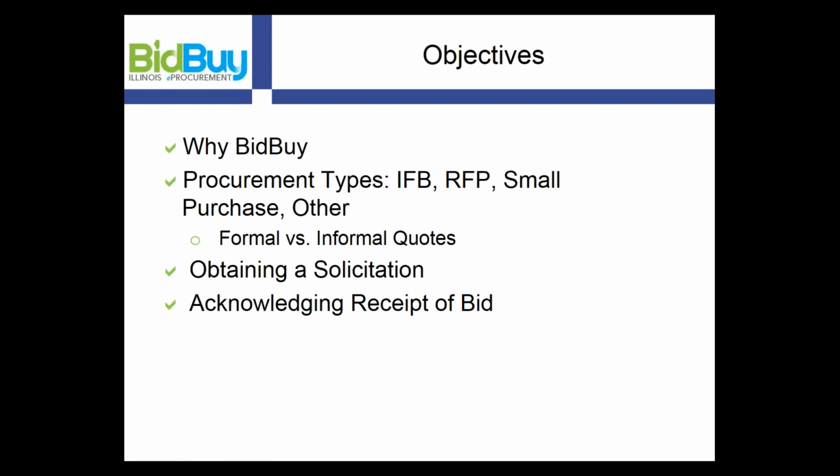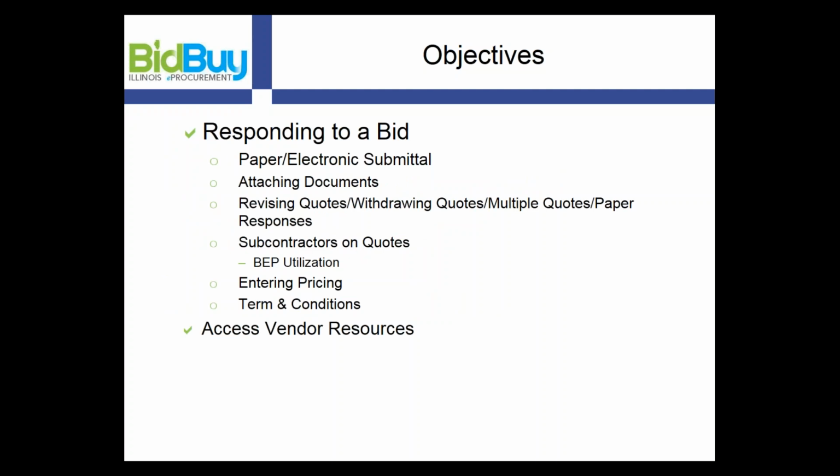So our objectives today, we're going to do a quick refresher on why the state of Illinois is going to this BidBuy e-procurement system. We're going to talk about a couple of the procurement types, IFBs, RFPs, small purchase, and others. We'll talk about the difference between formal and informal quotes. We'll show you how you're obtaining a solicitation from the state, how you will acknowledge a receipt of a bid, and we'll get into responding.